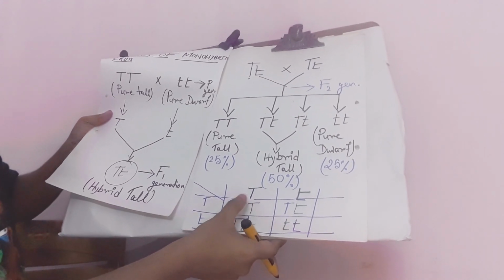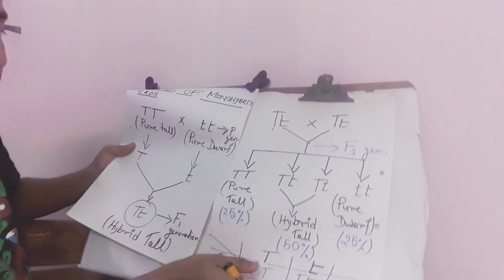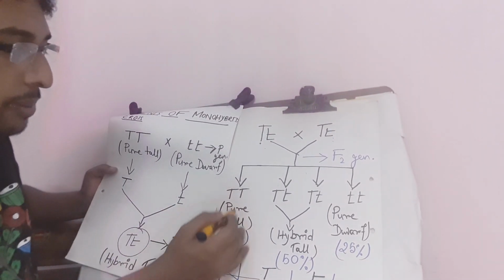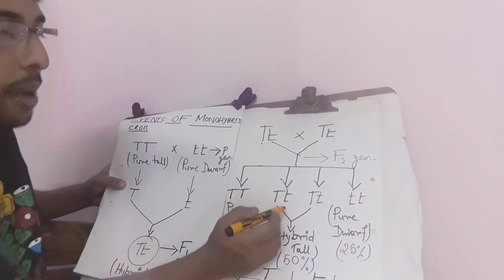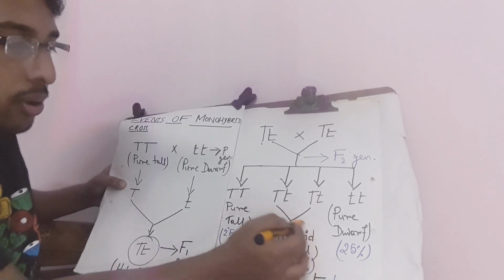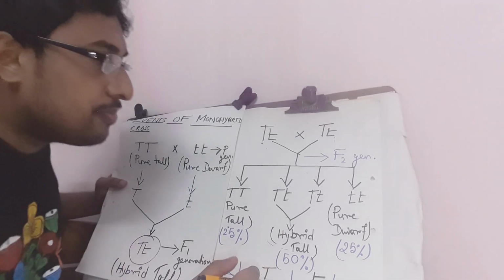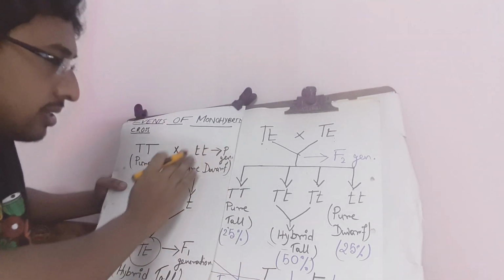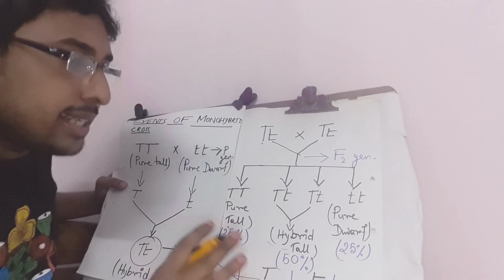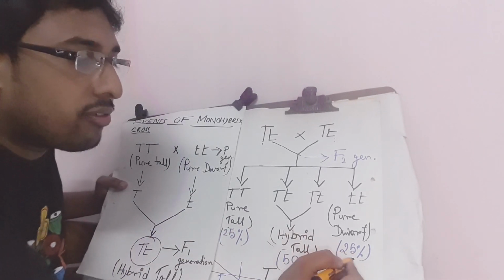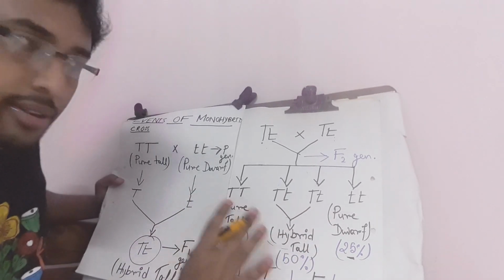So 4 offsprings are there, and look at the character. Capital T, that is pure tall, small t, pure dwarf, but capital T, small t, that is hybrid tall. These kind of characteristic features we are getting. So ultimately, the dwarf plant, the character that is recessive, it will not be lost. We are getting the character. It is 25%. If you see the total characteristic features, that is 100%.